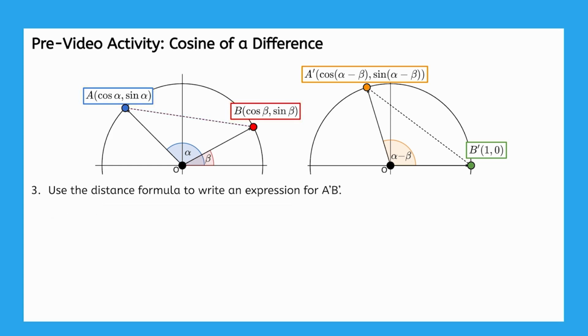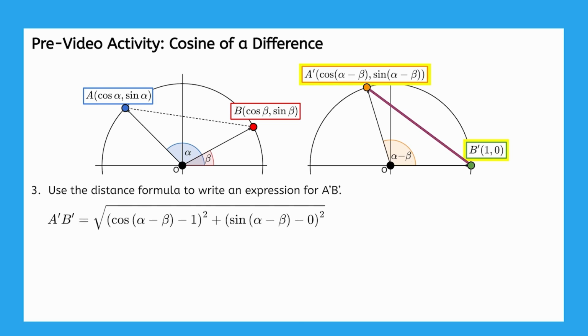Similarly, the third question asks us to write an expression for A'B' using the distance formula. Using the coordinates of A' and B' given in the diagram, A'B' becomes the square root of cosine of alpha minus beta minus 1 squared plus sine of alpha minus beta minus 0 squared. However, we can omit the 0 and just write sine squared of alpha minus beta.